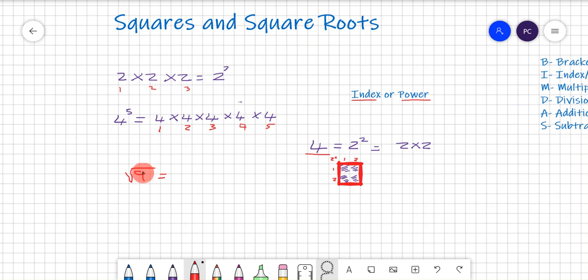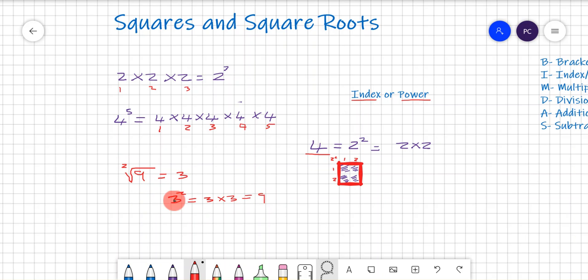So what does that mean? It means that, and it doesn't show this number, but there's a number here. So it means what number, when multiplied by itself, will give me the number 9. That's what we mean by square root. And that number is equal to 3. Okay, so if I was to take 3 to the power of 2, that's equal to 3 multiplied by 3, which is equal to 9. And that's what we mean by the square root.